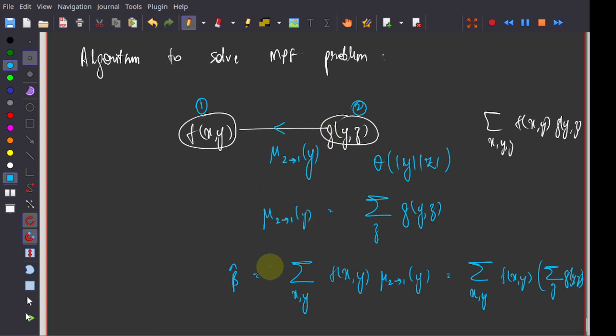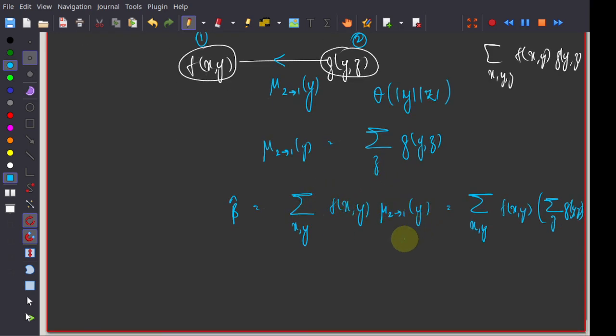Now once you get the message, you have to do some more computation, right? So this requires one multiplication and a certain number of additions. Or in other words, the total complexity of this is order size of x times size of y. Agree? So the total complexity is size of y times size of z plus order size of x times size of y. Correct?